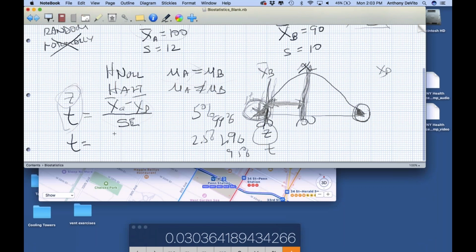t is equal to x bar A minus x bar B, which is 100 minus 90, over the standard error. Now, how do I calculate the standard error? Uh-oh, this is a problem, right? When we were dealing with only one sample, the standard error was simple. We just used the standard deviation of that sample divided by the square root of n. But now we have two standard deviations. So we have to figure out which one we use. Well, in fact, you kind of use both.